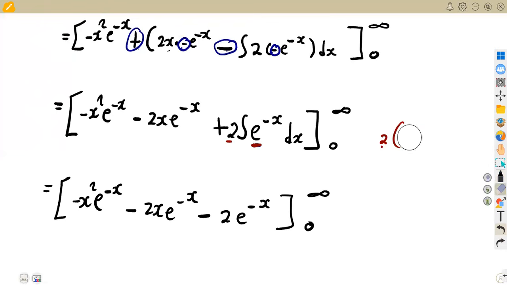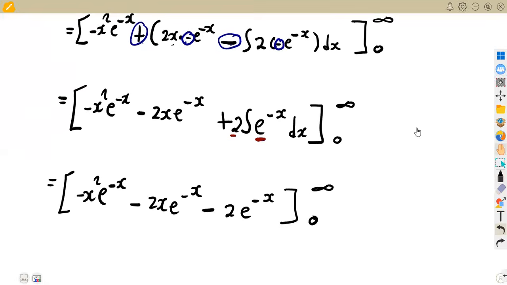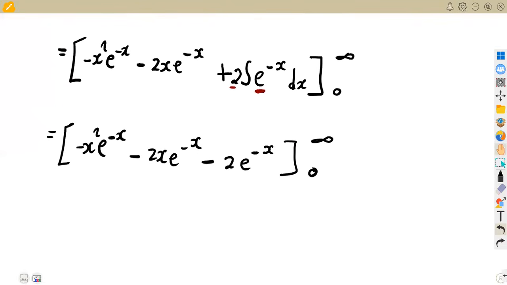At this stage, this is the most important part. In order for you to apply the limits here, try by all means to get rid of these exponents that we see. To have fractions, it's best we express these in the form of fractions so that we can apply our limits properly. So let us have these as fractions.